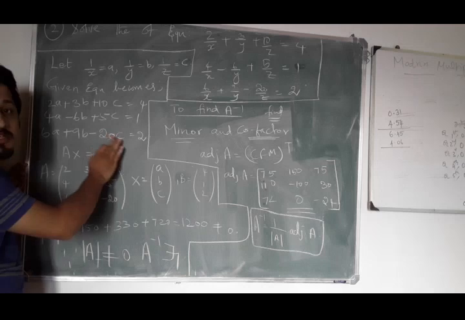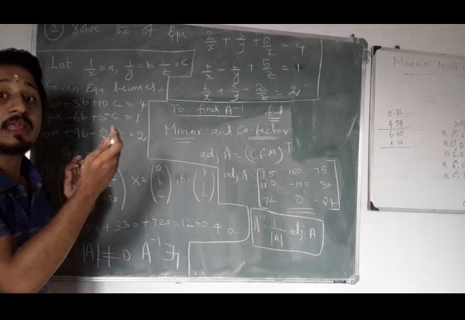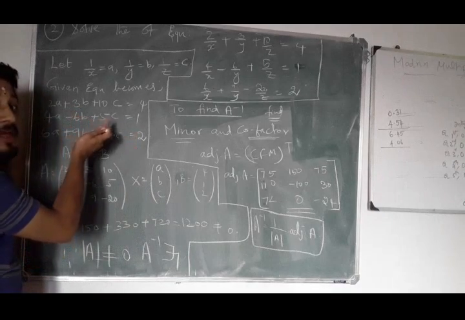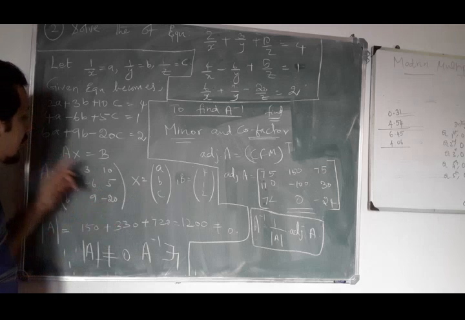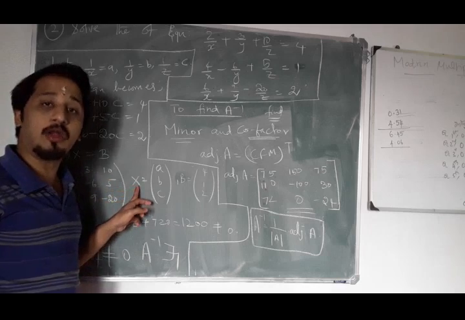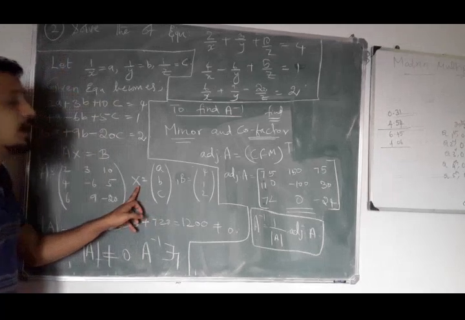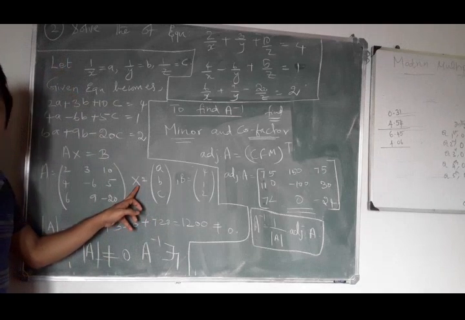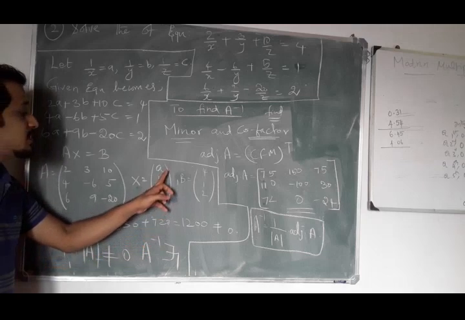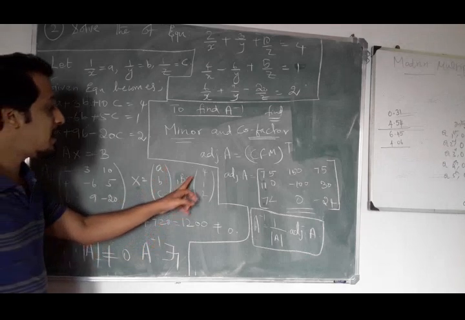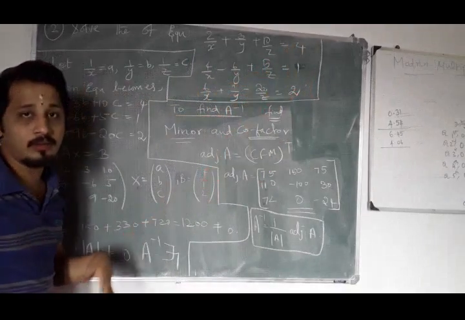Now, the system of linear equations can be written as Ax is equal to B, where A is nothing but the coefficient of a, b, c over here, that is 2, 3, 10, 4, minus 6, 5, 6, 9, minus 20, and the capital X is nothing but the three unknown variables. Here we have considered 1 by x is equal to a, 1 by y is equal to b, 1 by z is equal to c, so capital X is equal to a, b, c. Is it clear? B is the right hand side of this equation, that is 4, 1, 2.